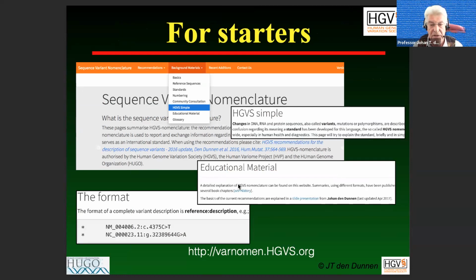One of the things is HGVS Simple under the background materials. When you are not familiar with HGVS nomenclature, it might be good to read that page. The idea is that lay people, after reading this page, should have some clue about what HGVS variant nomenclature is, because I get a lot of questions from lay people about what information I need to be able to answer that question. So how should a completely correct and complete description of a variant using HGVS nomenclature be done? In addition, there is an educational material page where we have some slide presentations, Q&A sessions, etc.